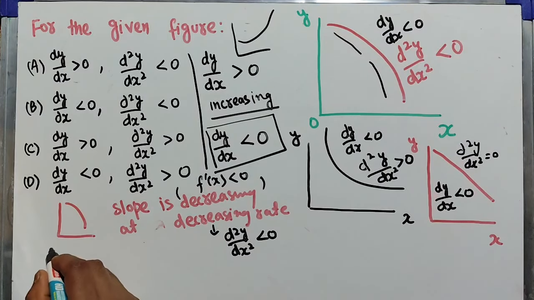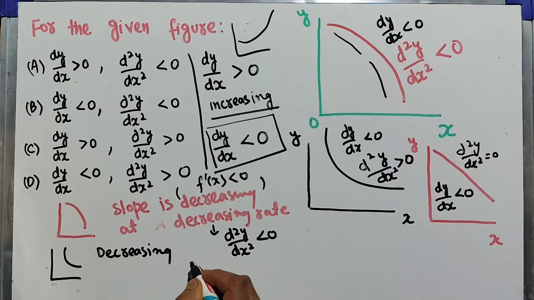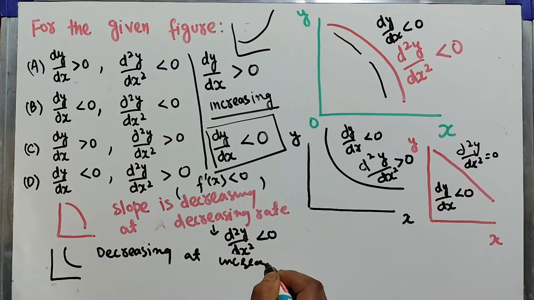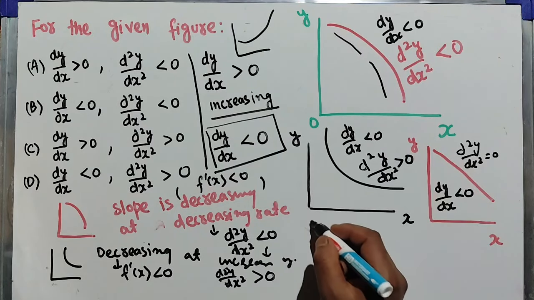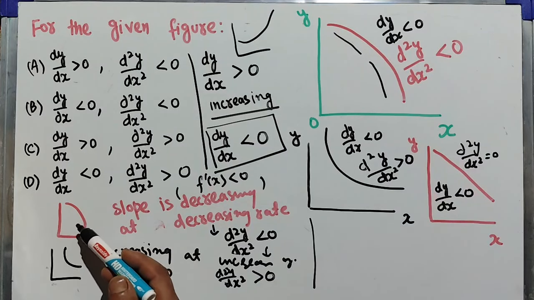Similarly, if we have this kind of function, it is decreasing at an increasing rate. So this shows the first derivative is less than 0, and this increasing rate shows that the second derivative, d square y upon dx square, is greater than 0. So when we have this kind of function, this is the concave down function and this is the concave up function.